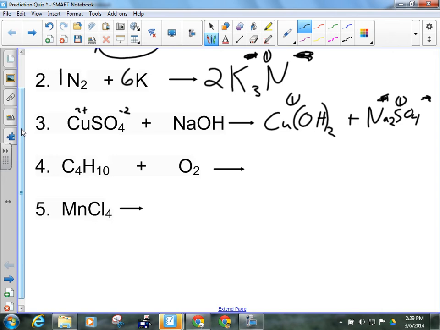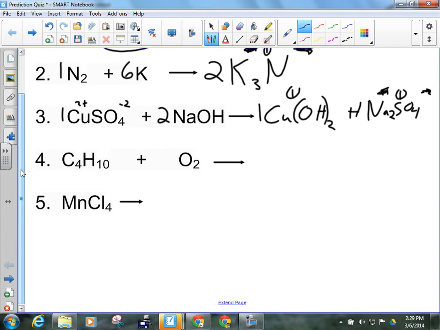Right, then we have to balance. We got 2 hydroxides over here. Now we have 2 on this side. That gives us 2 sodiums. Now there's 2 on that side. Everything else is a 1. Okay, 1 mark for the balancing, 1 mark for each compound. Questions on 3? All right.